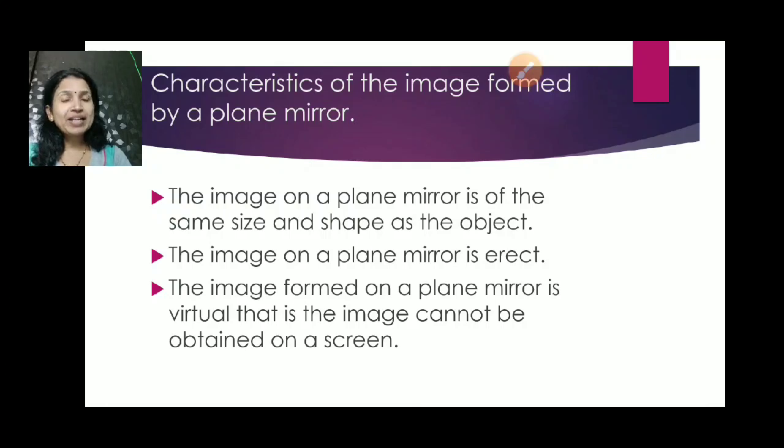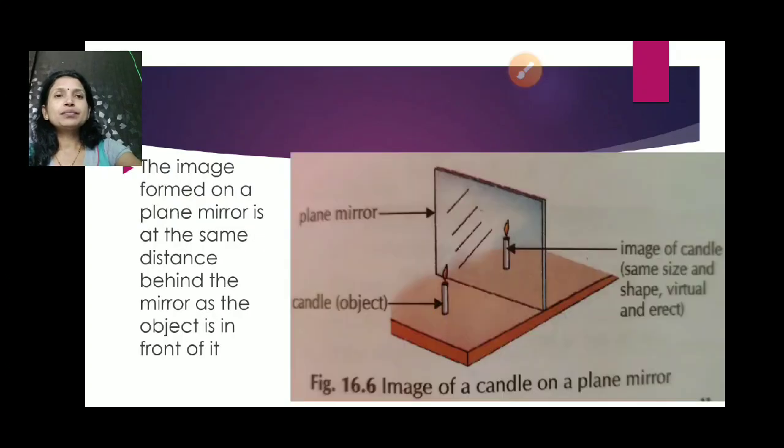It will be virtual. Virtual means what? That is, the image cannot be obtained on a screen. It cannot come on a screen. That is virtual. Then the image formed in a plane mirror is at the same distance behind the mirror as the object is in front of it. You can see on your screen I have given that elaboration.